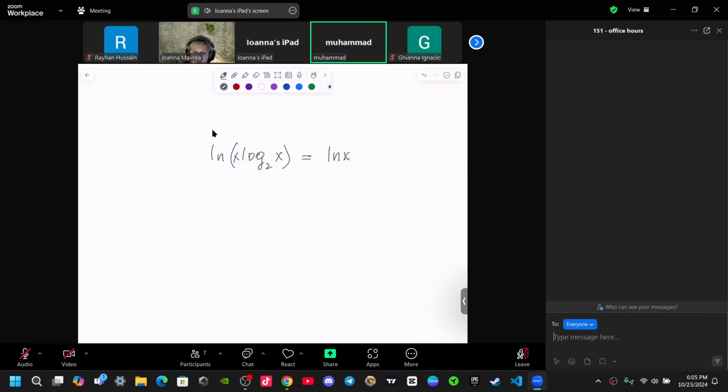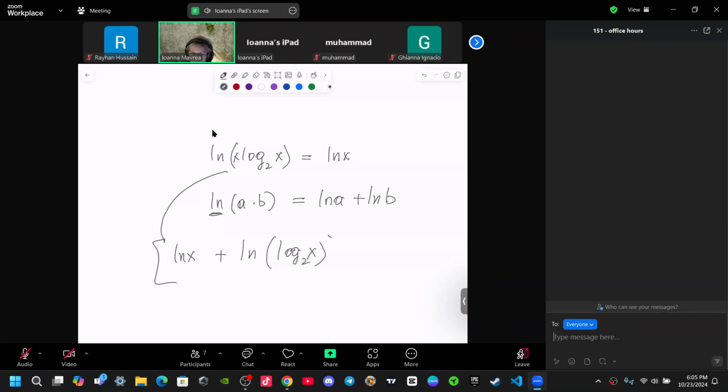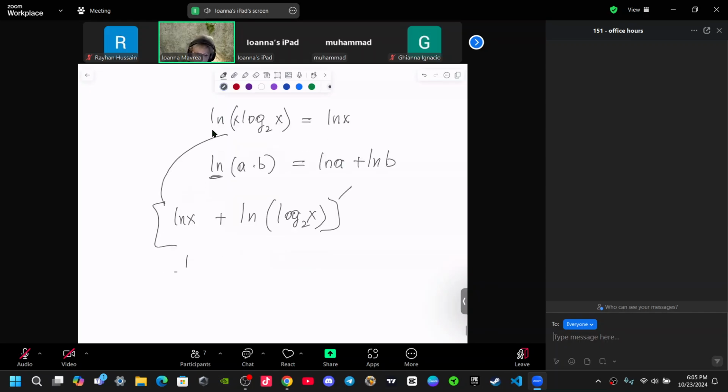Yes. The reason you can do that is because you learned that the log of a product, any log, natural log or whatever, is the log of one plus the log of the other. So yes, you can write this as a sum, and then take the derivative, which is going to be 1 over x plus the log of anything is 1 over the thing times the derivative of the thing.